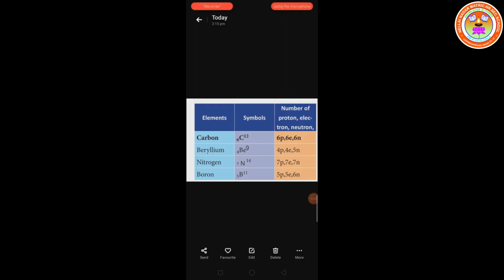Then last element, boron. So first letter capital B, atomic number 5, mass number 11. So atomic number 5 means it contains 5 proton, 5 electron. Mass number 11 means it contains 6 neutron plus 5 proton. 6 plus 5, 11.